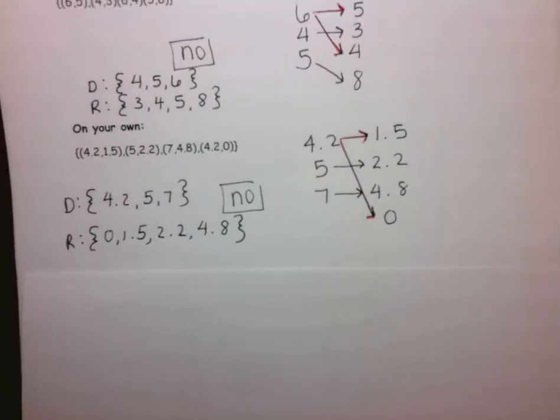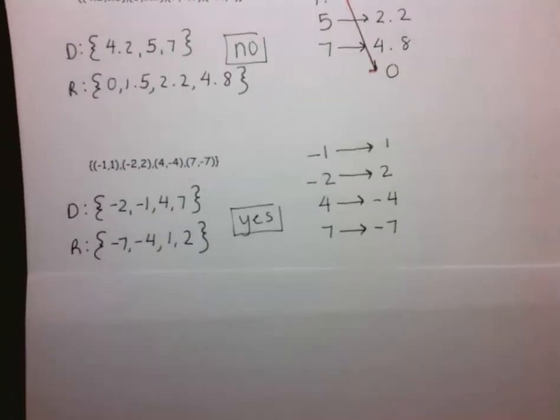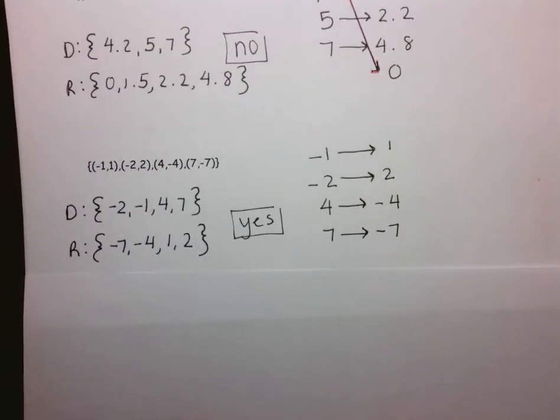Okay, so on this first example, this is not a function because I input 4.2 and I get 1.5. But then I input 4.2 again and I get 0. So that's not a function. But this one is a function. Every input is associated with one output.